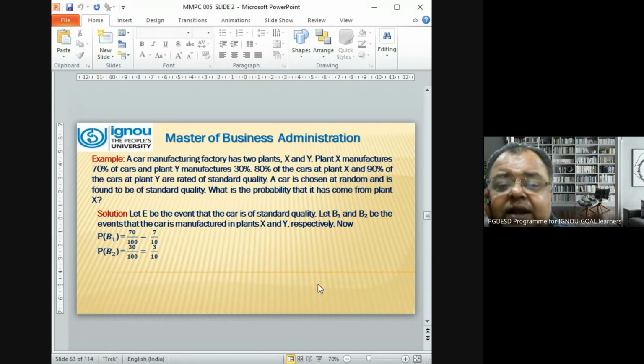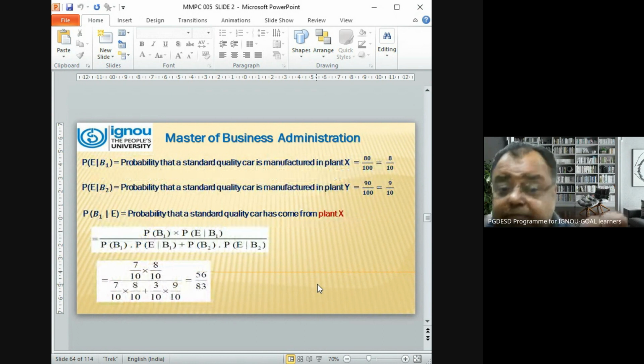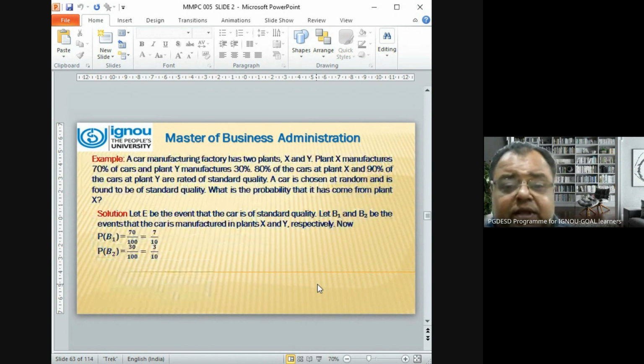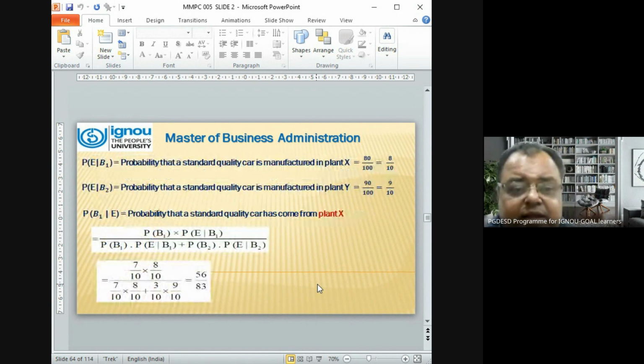80% of the cars of plant X and 90% of the cars of plant Y are of standard quality. That means, see the change. P(E/B1) for plant 1 is 80 by 100 and P(E/B2) is 90 by 100. Okay? 8 by 10 and 9 by 10. What is the problem? A car is chosen at random. It is found to be of standard quality. What is the probability that it came from plant X? So what do you have to do?